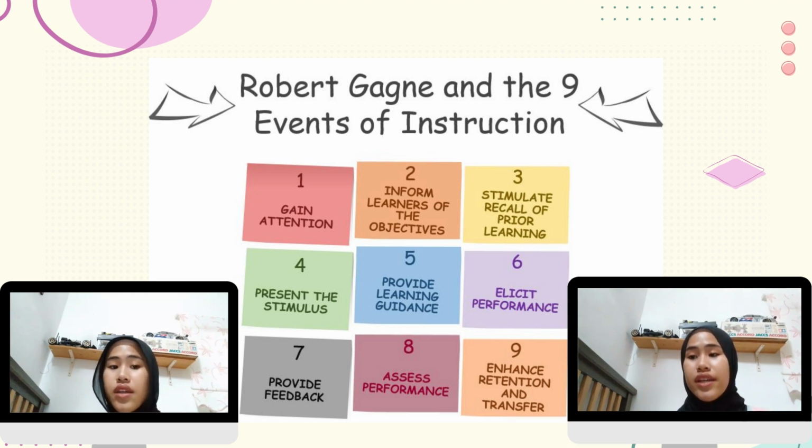The 9 events, each step addresses a form of communication that supports the learning process. When each step is completed, learners are much more likely to be engaged and to retain information or the skills that are being taught by the teachers.